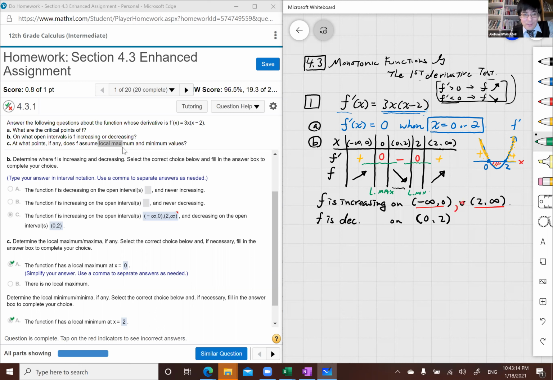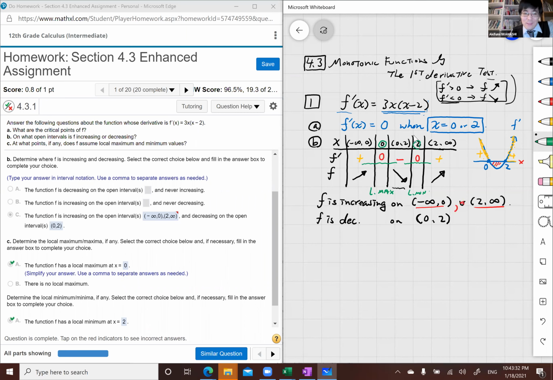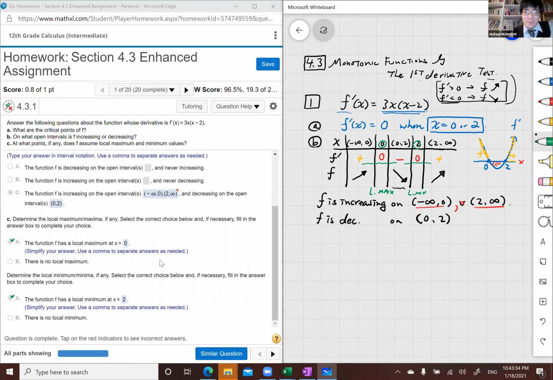So the local maximum happens when x is equal to 0. This question is just asking for the x value that gives the local maximum, so the answer is x equals 0. And the local minimum is when x is equal to 2. This question is not asking for the y value at those points, but if it were, we would have to find the original function. In this question, we do not know what the original function is yet, so we cannot answer what this value really is.